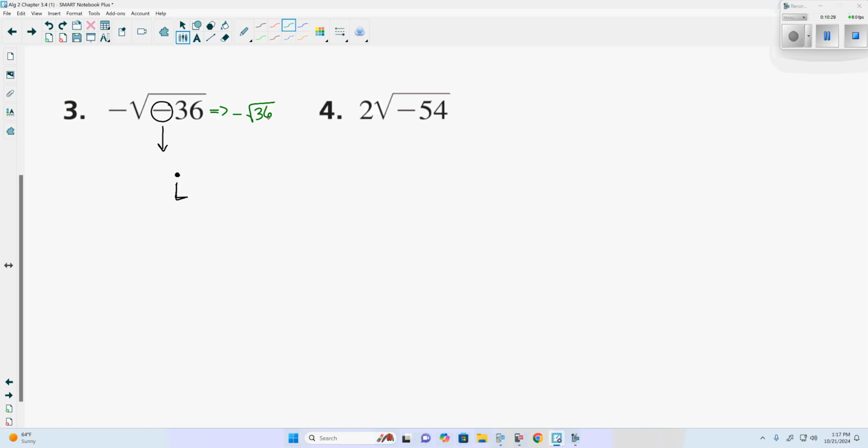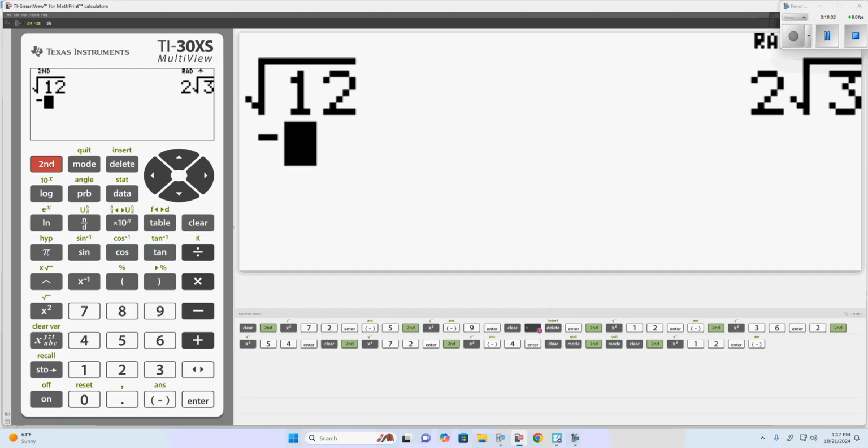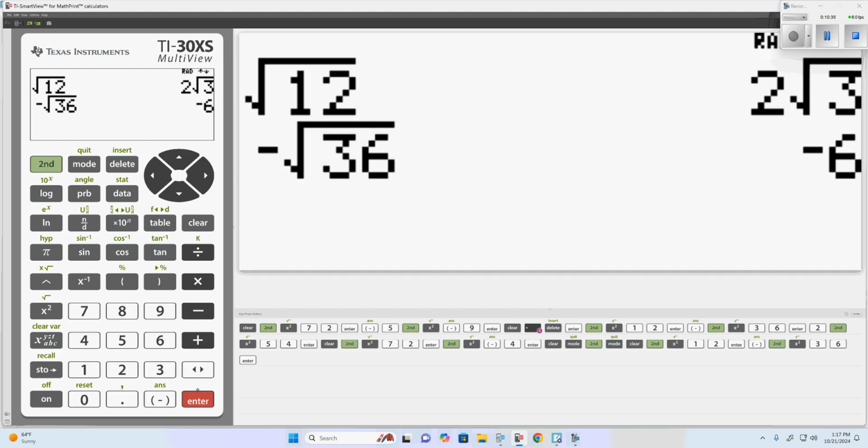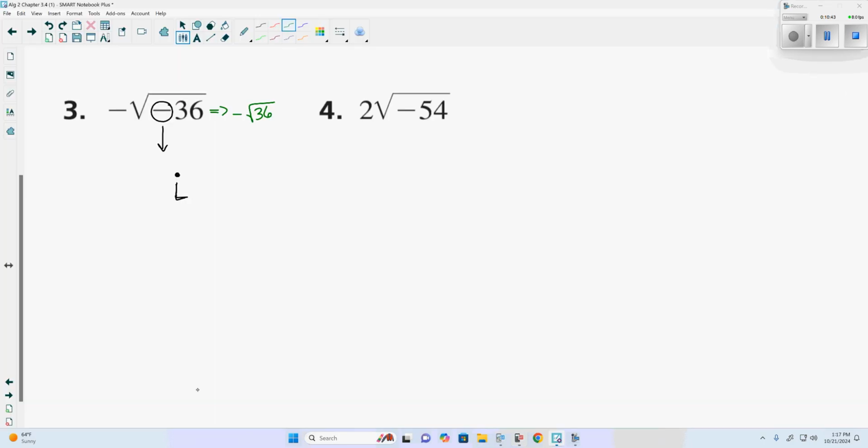So all we need to do is simplify that and put it back with i. Well, negative square root of 36 is negative 6. Because the square root of 36 is 6, we still have that negative outside. So it tells us negative square root of 36 is negative 6. So what would our final answer be here? It would be negative 6i. Questions on this here? Any questions on any of this so far?